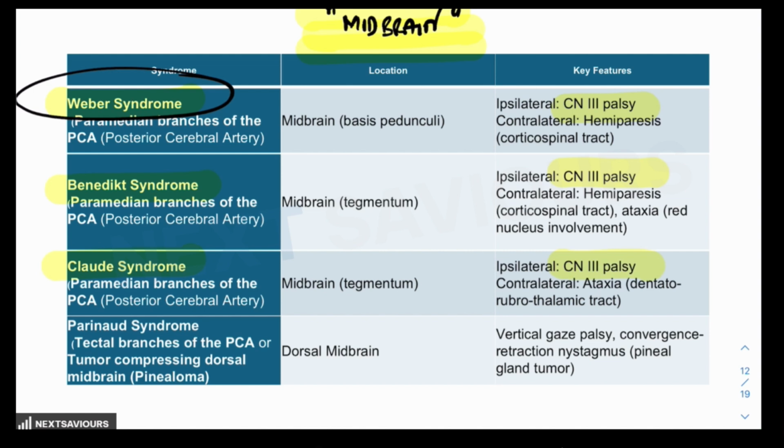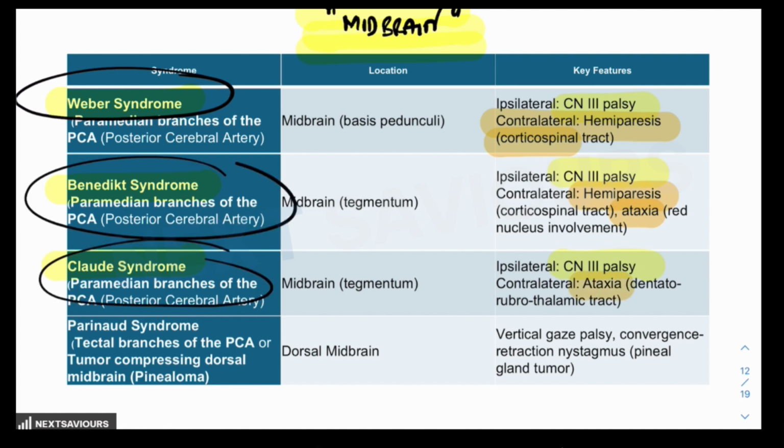Now is the time to distinguish between them, and how. If there is a contralateral feature of hemiparesis only, that is, involvement of the corticospinal tract only, it is Weber syndrome. If hemiparesis along with ataxia is given, then it is Benedict syndrome. And if only ataxia is given, then it is Claude syndrome. So what is the requirement? For midbrain, you have to remember the names of the syndromes. You have to confirm by third cranial nerve palsy that we are dealing with the midbrain. And once you have confirmed it to be a midbrain syndrome, you have to specify it with the specific findings.